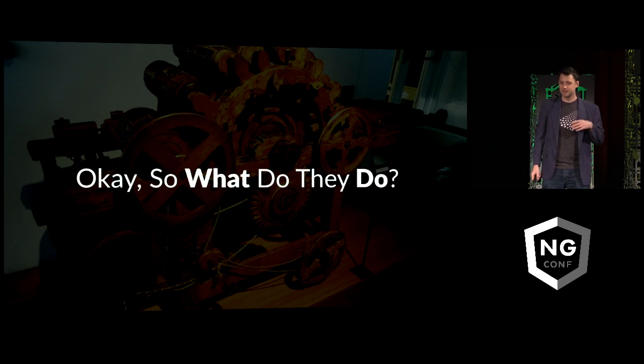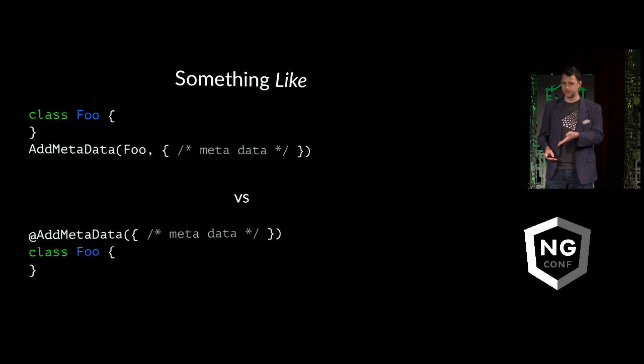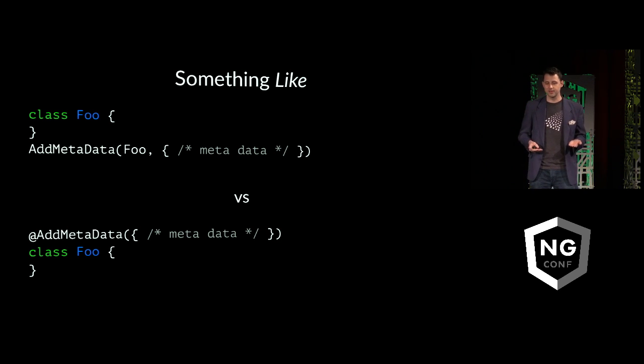So one way you could think about it is they could do something like this. If we had an ES6 function, or an ES6 class, I should say, like class foo, and then later we have a function, we could pass foo to the function, maybe some metadata. Well, the decorator lets us do things in a more declarative way. So we could say add metadata, put the metadata in, and then declare our class.